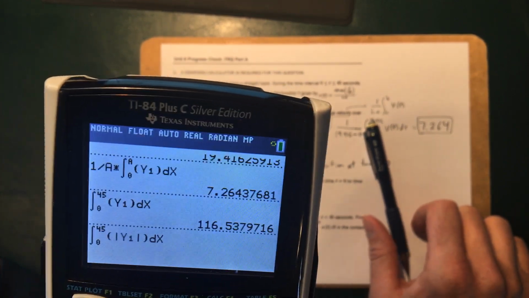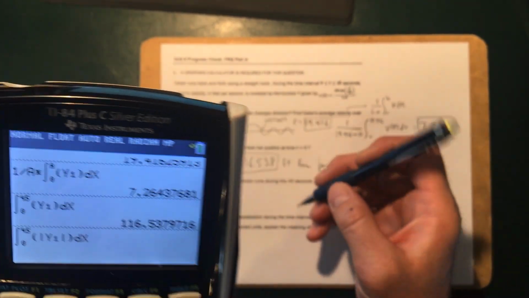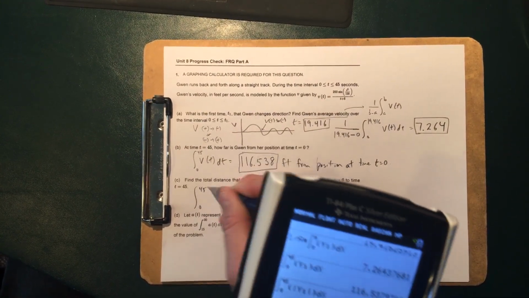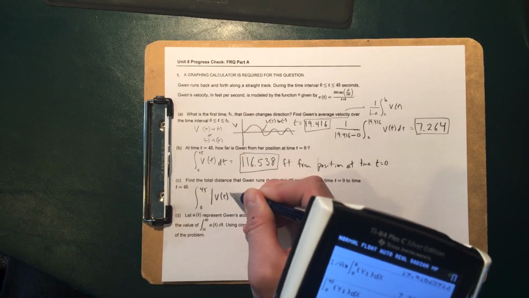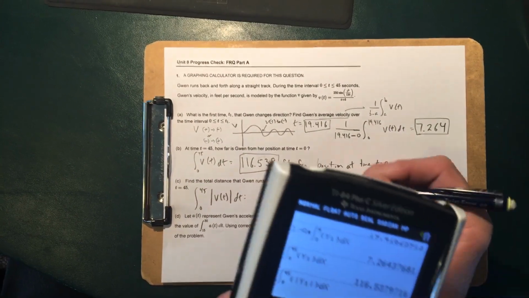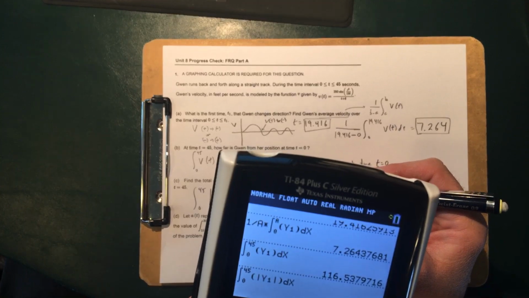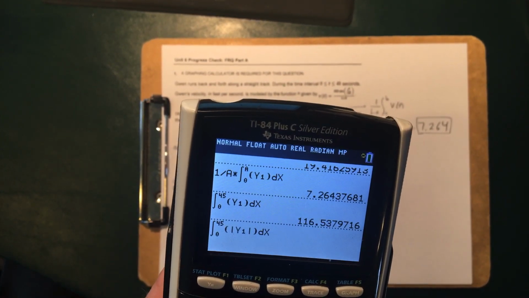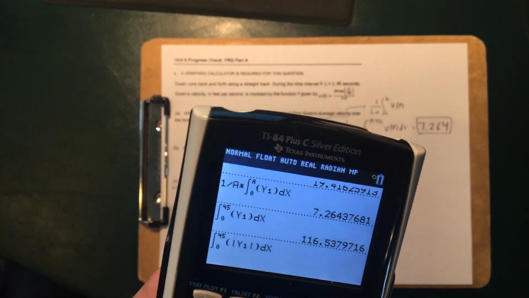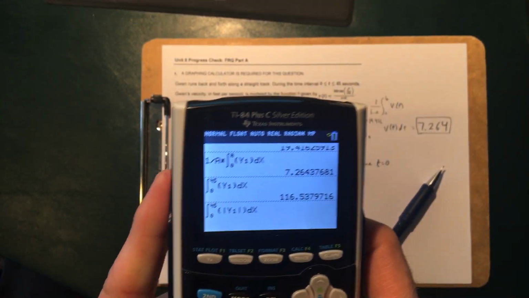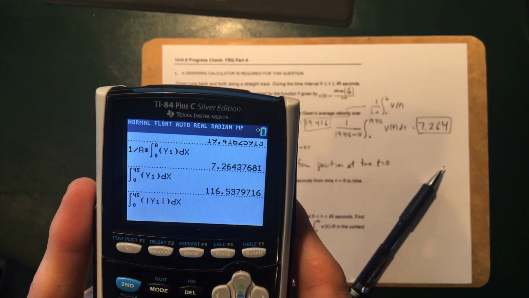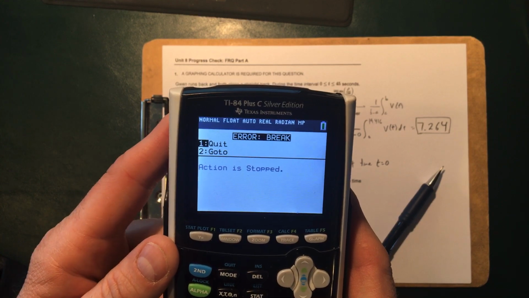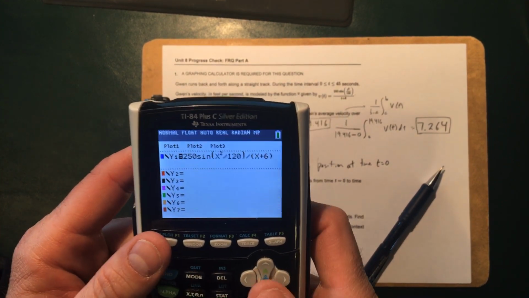We're going to get, come on, baby. Okay, while it's thinking, I'm going to write down what I did: 0 to 45 of the absolute value of the velocity, and that equals... Am I paused or am I thinking? Oh, my Lanta. Well, it's thinking. I wonder. That's interesting. All right, let me go to my picture instead.